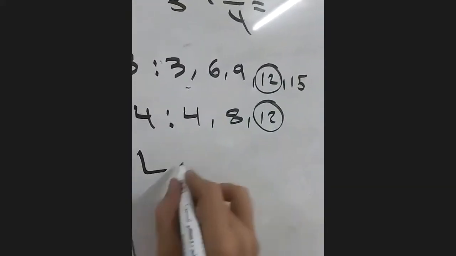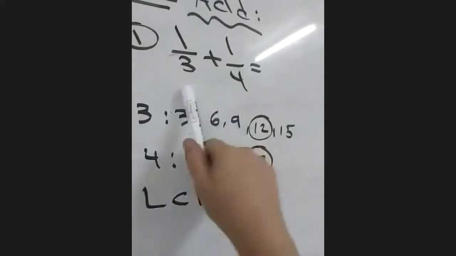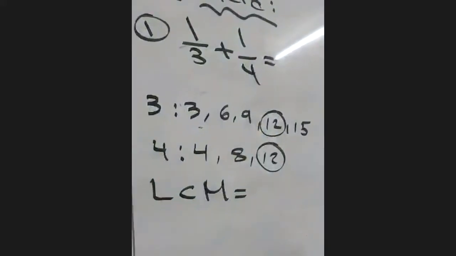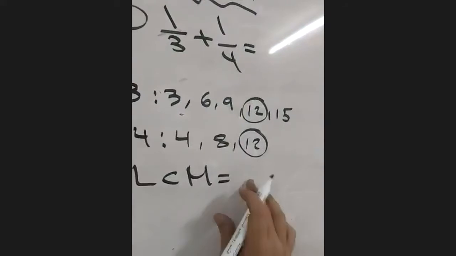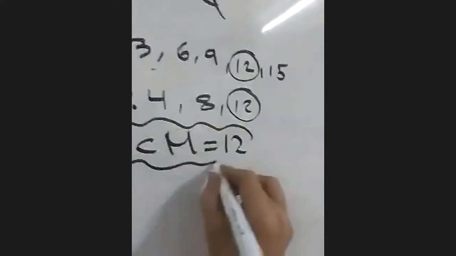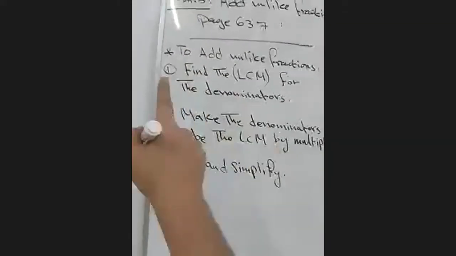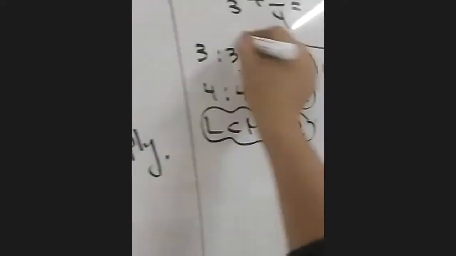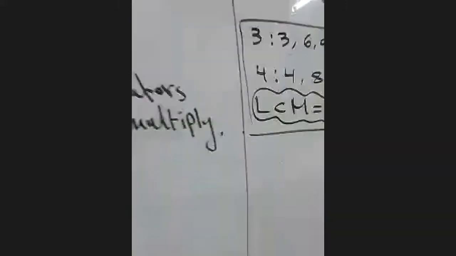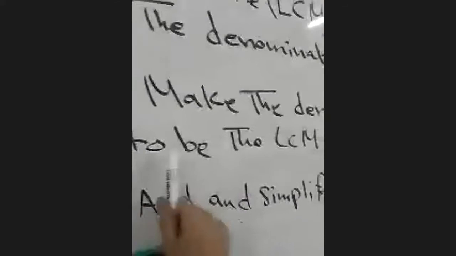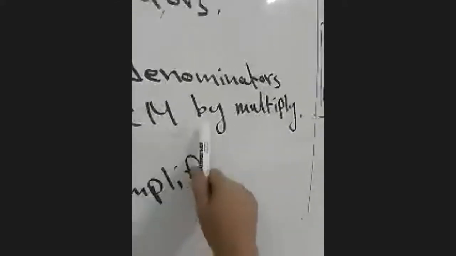So this is the least common multiple for the denominators. I don't care about the numerators. I care about the denominators, which is now 12. This is the least common multiple for the denominators. I did the first step, this one. Now the second step, guys: make the denominators to be the least common multiple by multiplying.